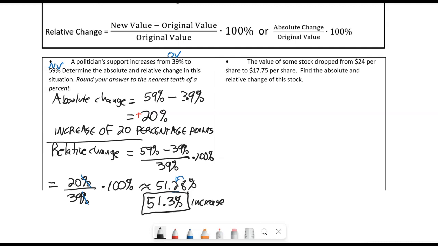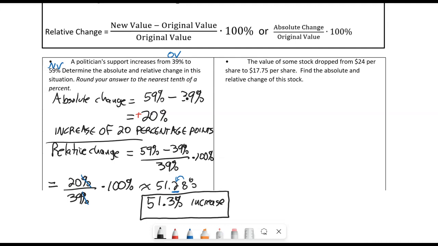So we can say that this politician's support has increased by 20 percentage points. So that actually went from 39% to 59%. That's a 20 percentage point increase. But it also represents a 51.3% increase.